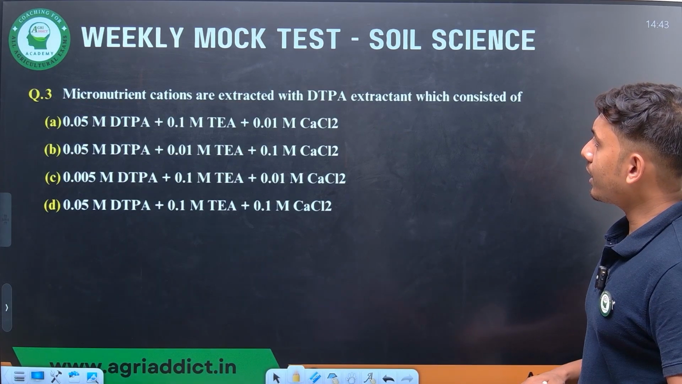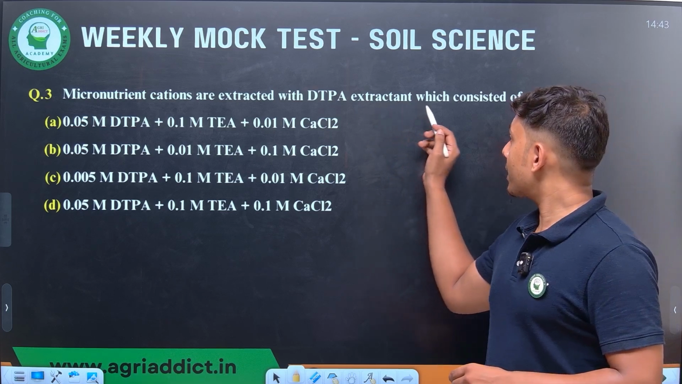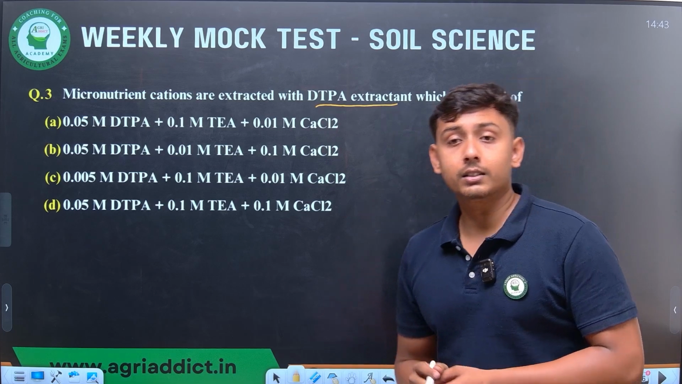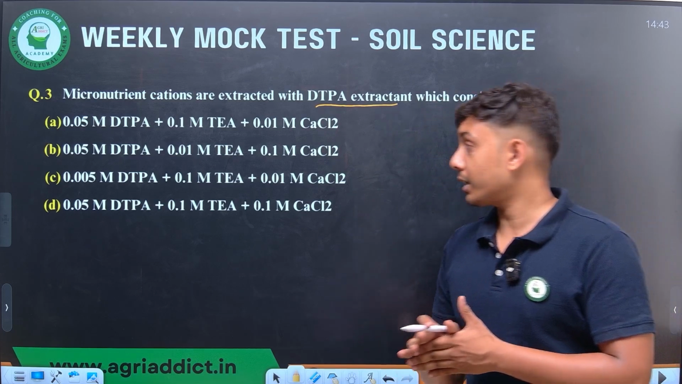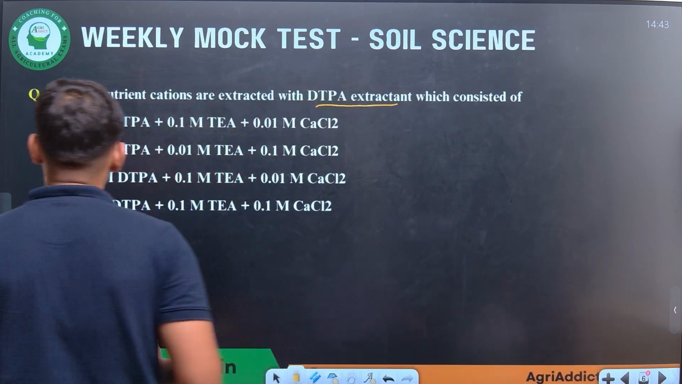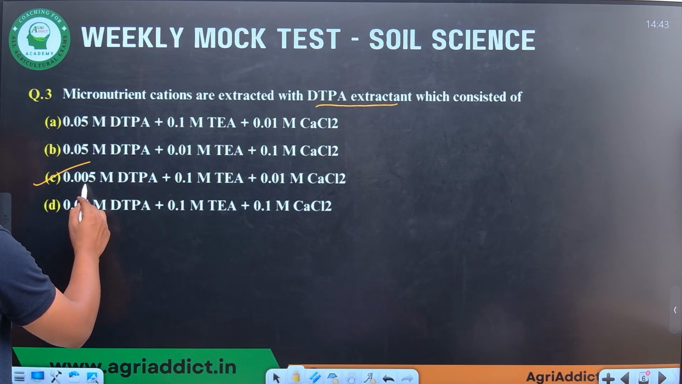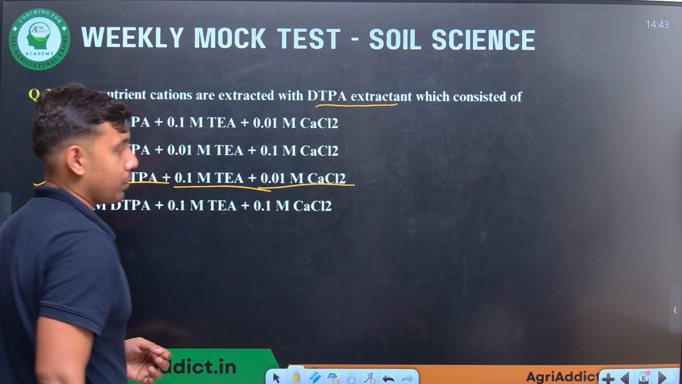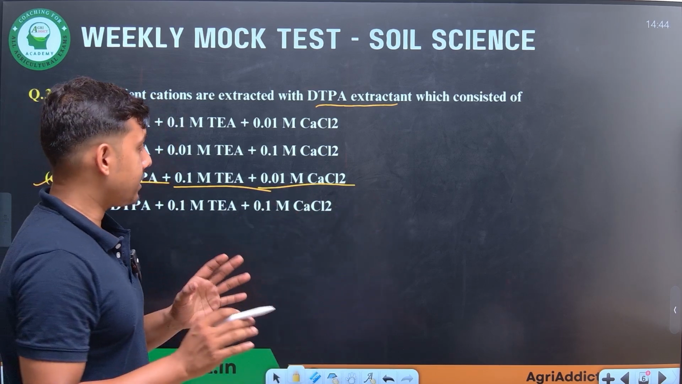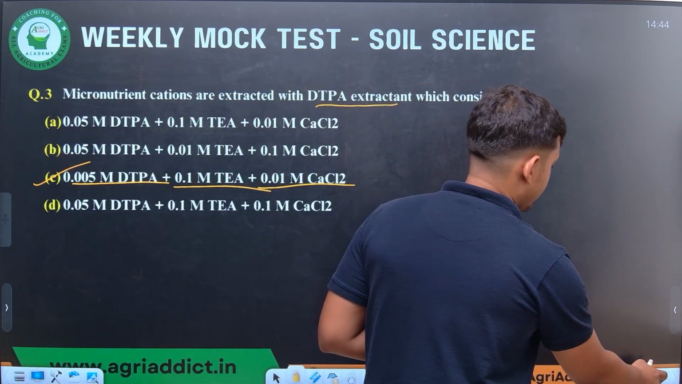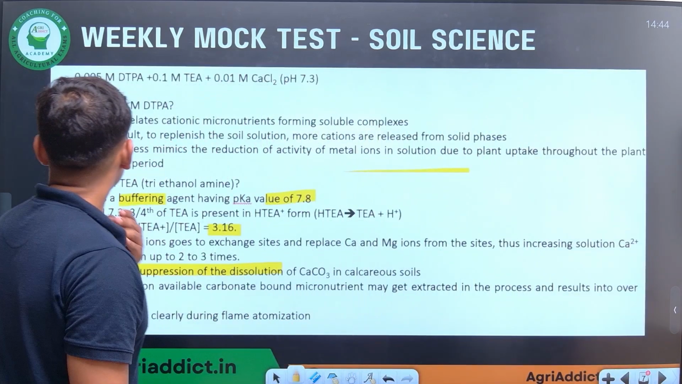The micronutrient cations are extracted with DTPA extractant, which consists of... So DTPA extractant is the micronutrient cation extractant component. So here option C will be correct, that is 0.005 molar DTPA, 0.1 molar TEA and 0.01 molar calcium chloride. And in this extraction method, what are the functions of those? Let's try to understand that.